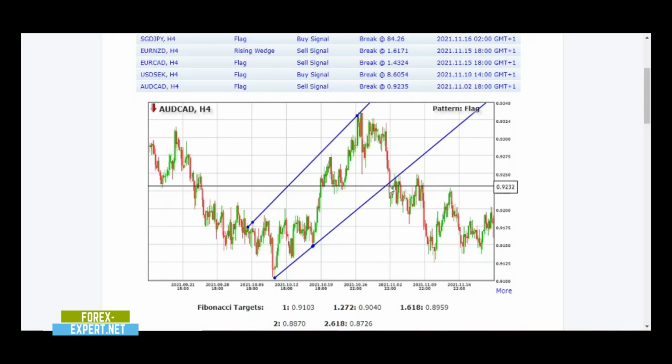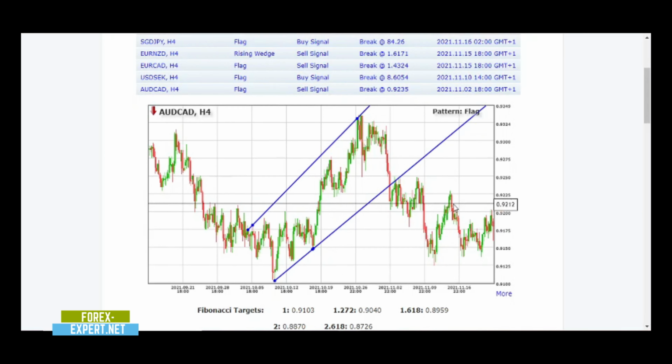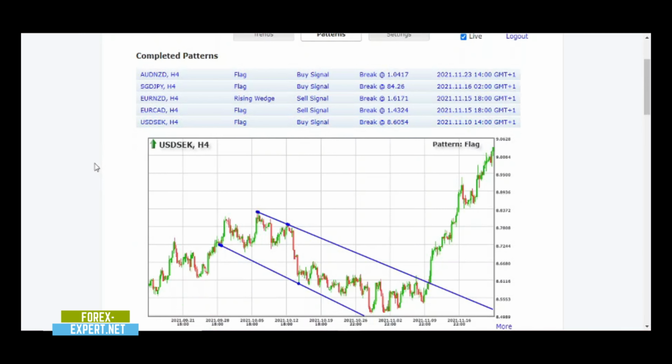So after the breakout at 92.35, the price retested again the 92.50, okay, and then fell down, reaching the 91.24. So now it looks like we have higher lows here, so it may happen that the price will go up, but of course this is not a forecast. Let's jump to the USD SEC.